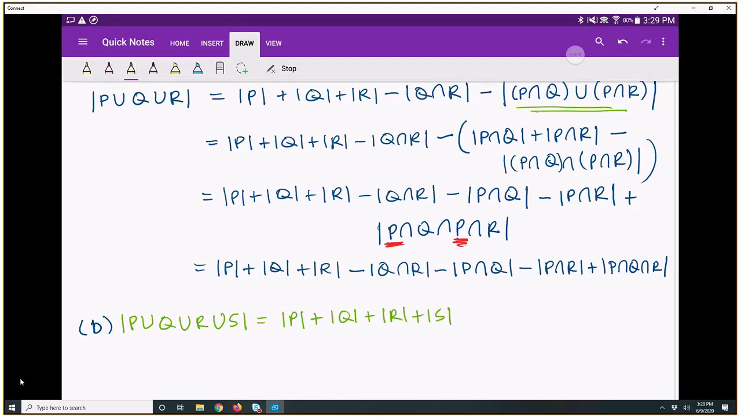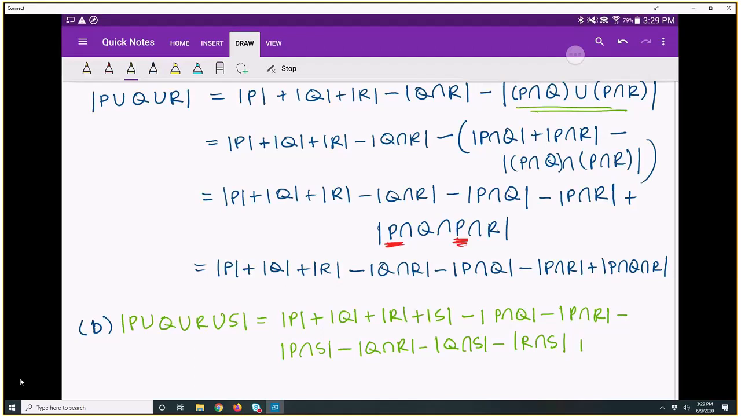Then I want to subtract the cardinalities of their intersections. So that should be minus the cardinality of P intersected with Q, minus the cardinality of P intersected with R, minus the cardinality of P intersected with S, minus the cardinality of Q intersected with R, minus the cardinality of Q intersected with S, minus the cardinality of R intersected with S.